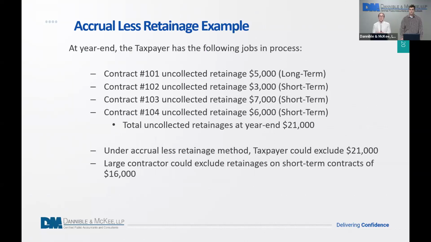And here I have an example of how this method would work. So there are 4 contracts: one noted as a long-term contract with an uncollected retainage of $5,000, and 3 short-term contracts. The total uncollected retainage at the end of the year is $21,000. Under the accrual less retainage method, a taxpayer could exclude $21,000 in total if they meet that small contractor exemption. If they do not, and if they're a large contractor, we would just be looking at the short-term contracts, and that would allow them to exclude the retainage of $16,000.